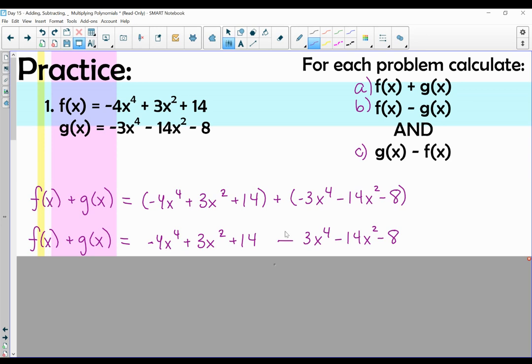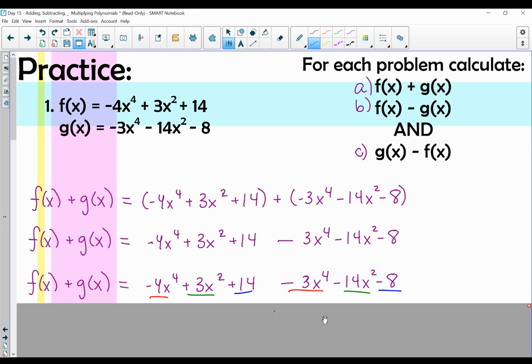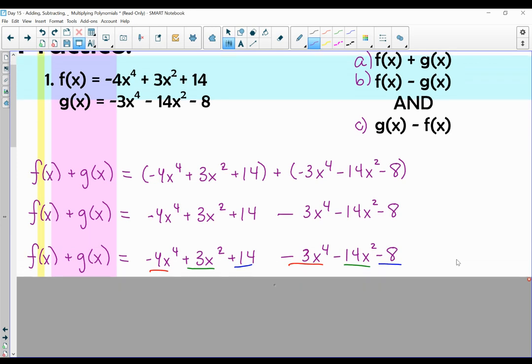And then now I realize, oh, okay, well, I have some like terms. So I want to identify that my x to the fourths are like terms, my x squareds are like terms, and then my constants are like terms. So I identify those and kind of match them up. You don't have to underline them. You don't have to circle them, square them. You can do this mentally, but it might be nice to just know which ones go with which. And so now I'm just going to add them like I was asked to do.